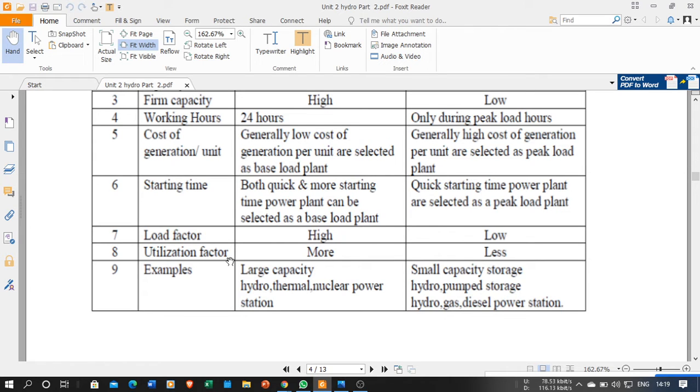So the utilization factor is nearly 100%. But in case of peak load plant, we are using it only for a few hours per day or a few days per week. So its utilization factor is less.